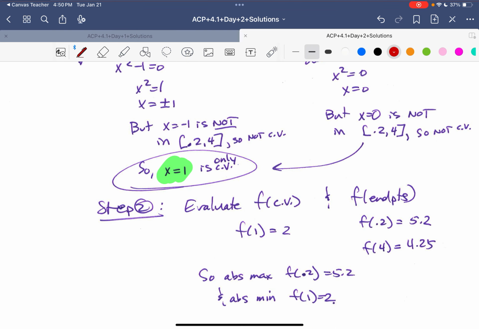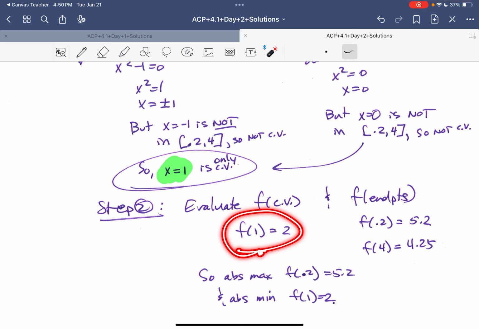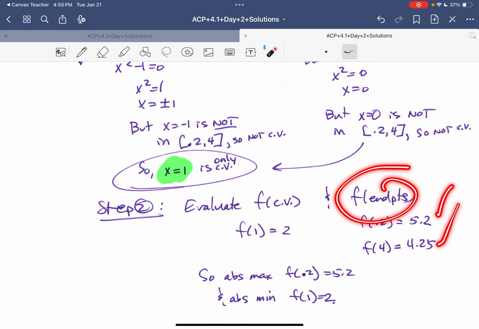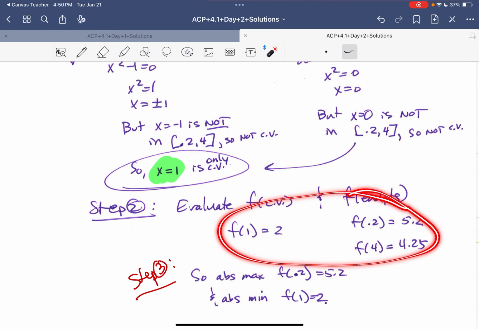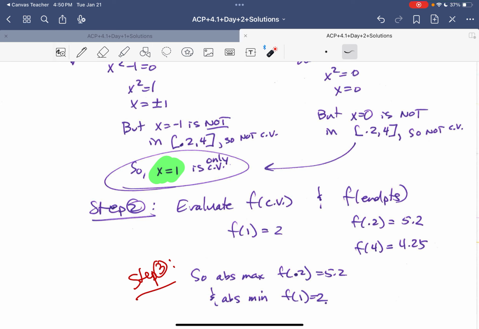So now for step 2, I'm really only focusing on f of the critical values that are in my interval. So f of 1 is 2. And then f of the endpoints, give me these values. So now step 3 just says, look for the biggest and smallest that you see out of step 2. The absolute max is here. f of 0.2 is equal to 5.2. And f of 1 is 2.